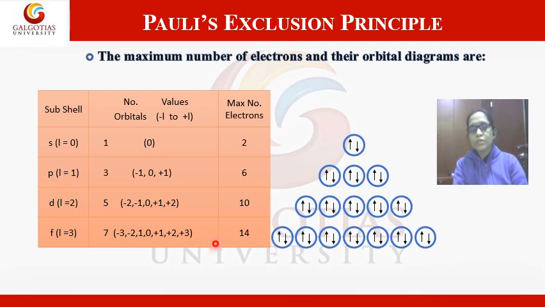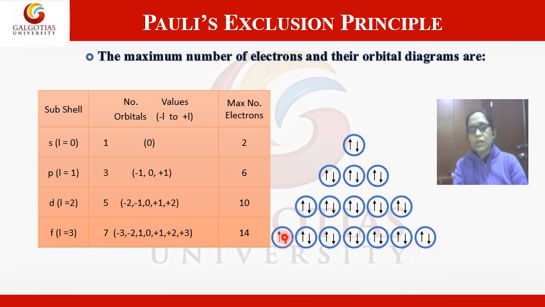Similarly for the f subshell also, the number of orbitals is 7, and the value of l is 3, and the m value varies from -3 to +3. So -3, -2, -1, 0, +1, +2, +3. So total 7 orbitals.